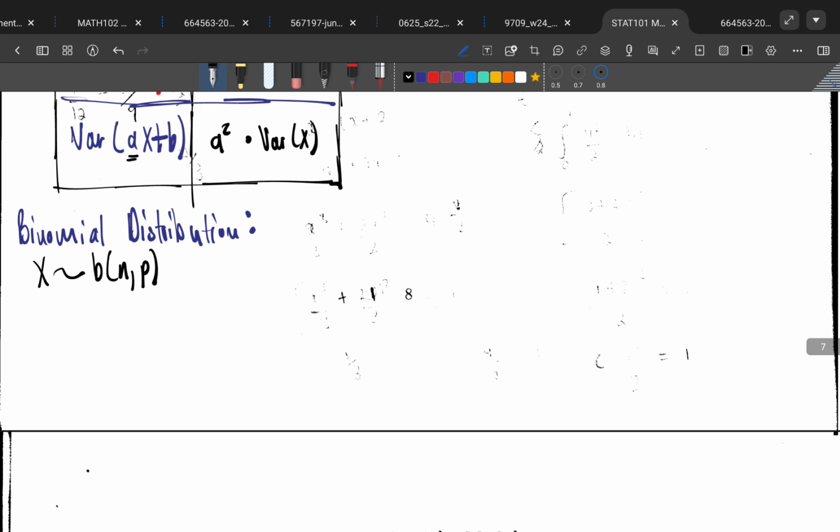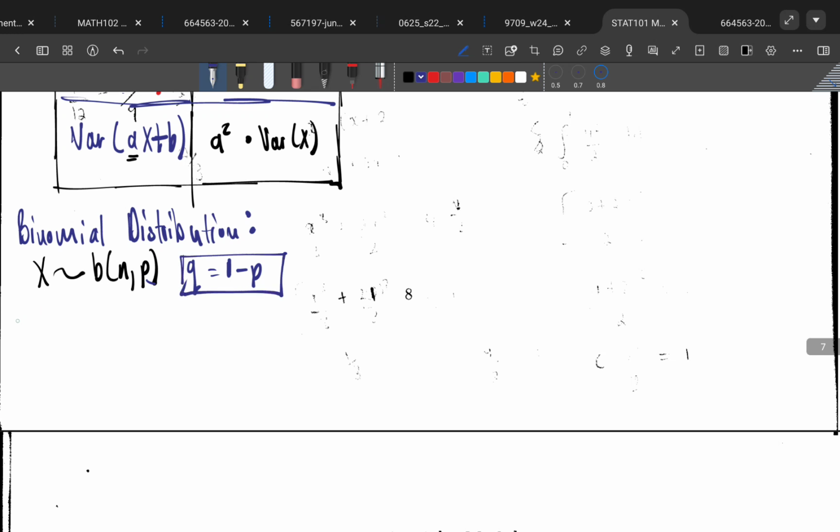So you're going to say X follows binomial, then you put n and p. n is the number of trials, and p is the probability of success, which you'll be given in the question. It may be given as a percentage, so remember to change it to a decimal. And you must know that there's going to be q, which is 1 minus p. This is just the probability of failure.